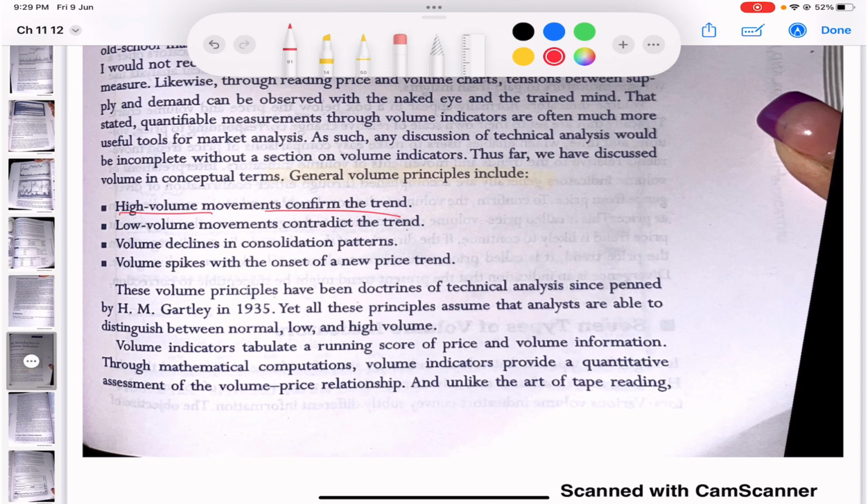Volume spikes with the onset of a new price trend. Let us say that until now the market was crashing and falling down. Now suddenly the market is going up and an uptrend has come into the picture. The uptrend has just begun, and there are high volume spikes at the start of the uptrend. That is also going to show me a change in the price trend, a new price trend. These are the basic principles which we have discussed so far.